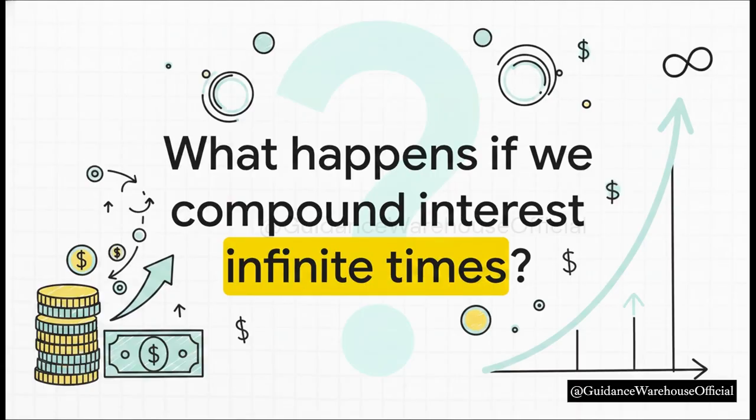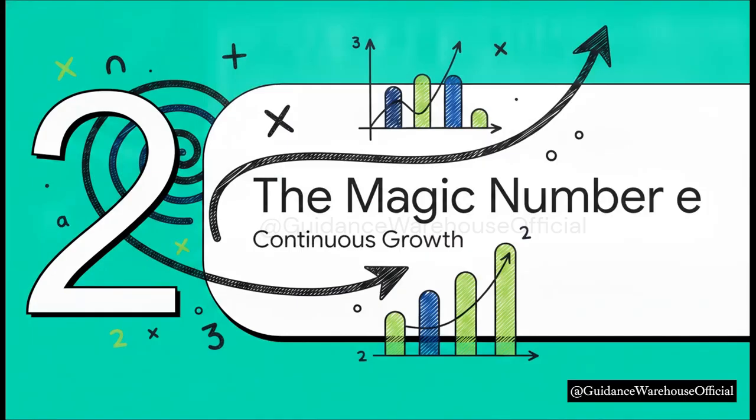Now you might be asking yourself, how does this apply to real life? Like, say, my money. Well, if you put money in a bank, it compounds interest. Maybe once a year, maybe every month. But what happens if we compound that interest an infinite number of times? Like every day, every hour, every tiny fraction of a millisecond. Does your money just shoot straight up to infinity? That exact question leads us directly to the discovery of one of the most famous numbers in all of mathematics. Which brings us to Section 2, the magic number e.